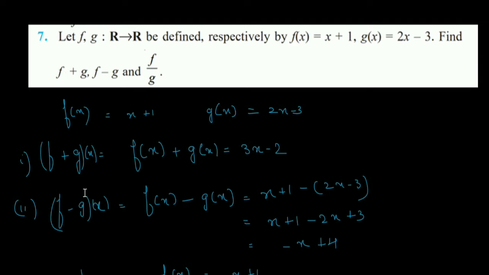f plus g means just add them. So (f plus g) of x is f of x plus g of x. So x plus 2x is 3x, and 1 minus 3 is minus 2.